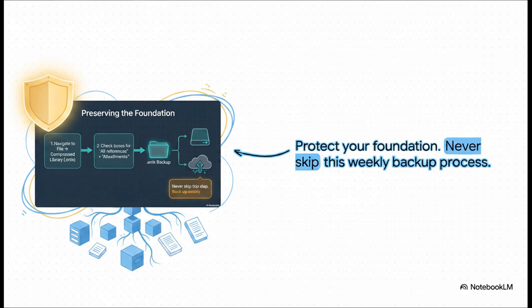And because that link is so fragile, protecting your foundation is absolutely non-negotiable. The process is super simple. Just go to File, then select Compressed Library. Now, here's the key. You have to make sure you check the boxes for all references and attachments. This packs everything up, the catalog and all its books, into one single safe compressed .enlx file. You should treat this like a ritual. Do it once a week. Never, ever skip this step.